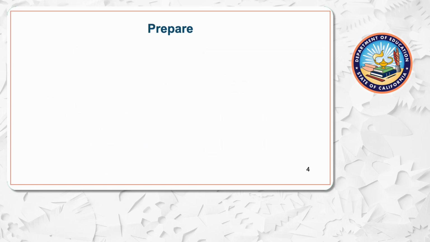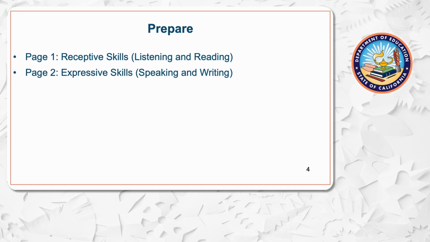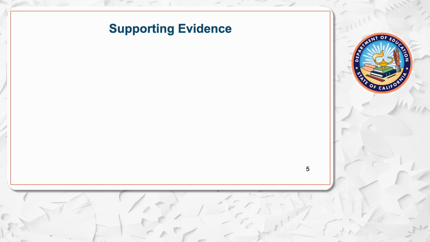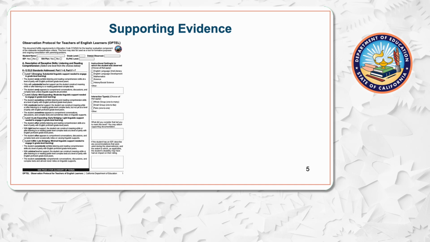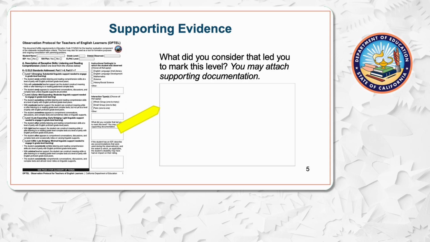Let's start. We will be scoring the student's receptive skills, that's listening and reading, on page 1, and her expressive skills, that's speaking and writing, on page 2. Make sure you have the tool handy. As you watch, you may want to note the evidence you would use to support your scores. On both pages 1 and 2, toward the lower right-hand side of the page, you will see a box. The box has the prompt, "What did you consider that led you to mark this level?" You can type or write notes here, or you can record them on a separate paper and attach them to the tool later.